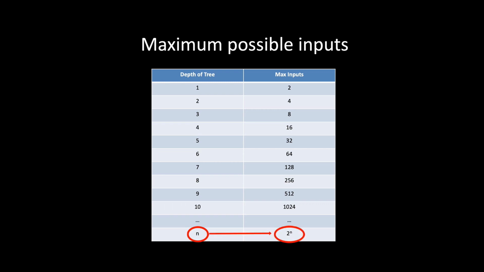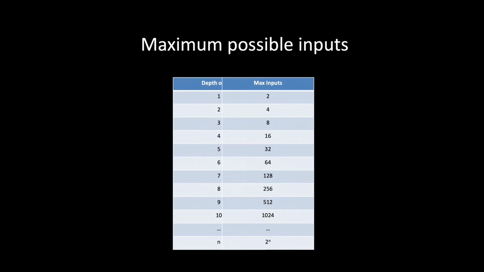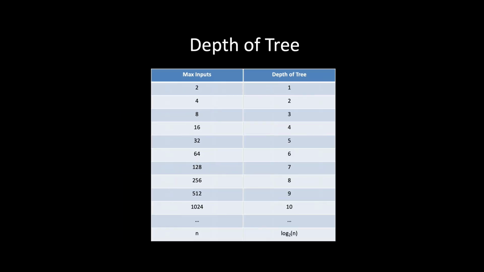Now what we really need to know is the opposite. Given the number of inputs, what's the height of the tree? So we just take the inverse of 2 to the n, and we see that the depth of the tree is the log of the number of inputs. Therefore, we can count the propagation delay of an n input gate as big O of log n.